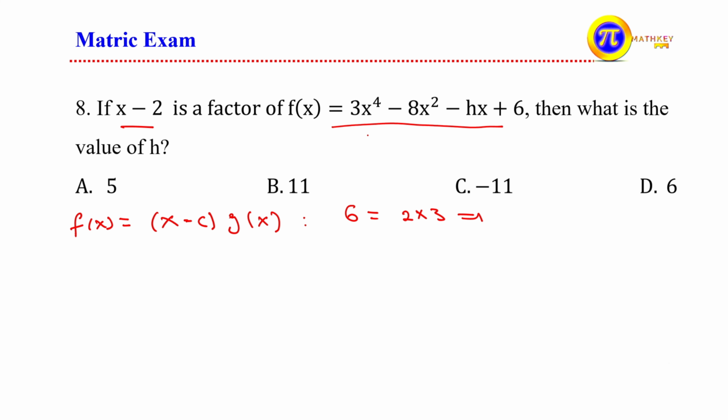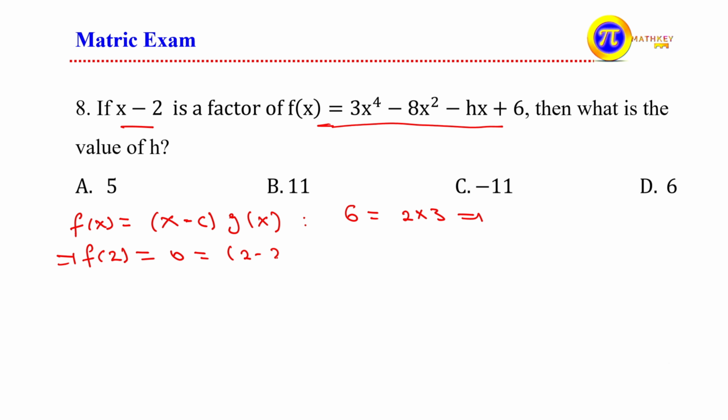So the same holds for the case of a polynomial function. If we divide this polynomial function, f of x, 3x to the power 4 minus 8x squared minus 2hx plus 6, by x minus 2, the remainder is 0. What does it imply? This implies that f of 2, in our case c is 2, must be equal to 0.